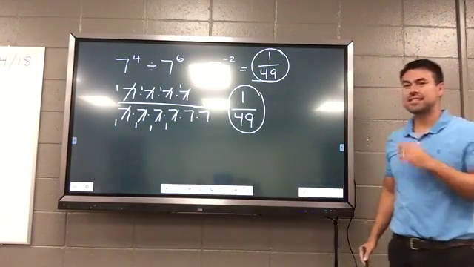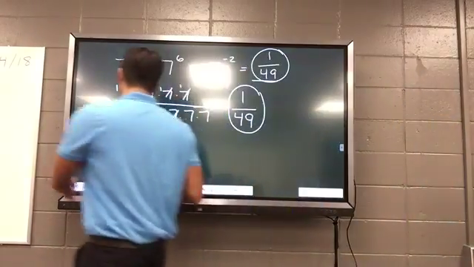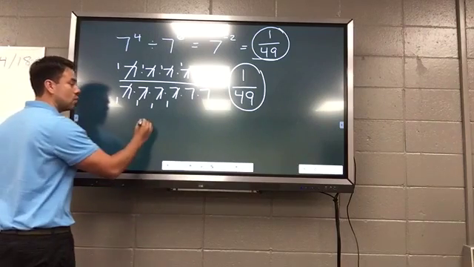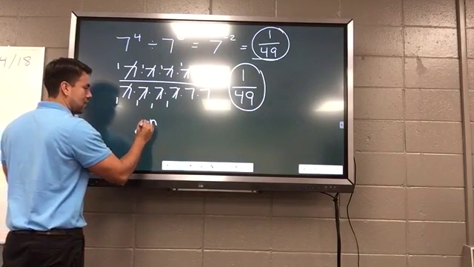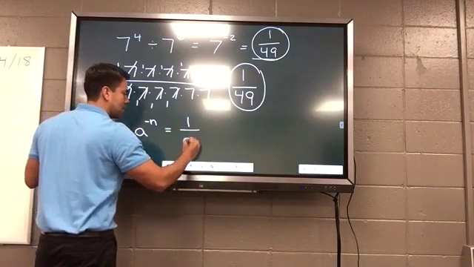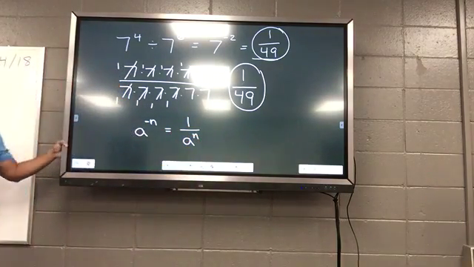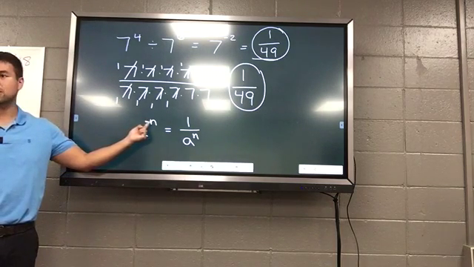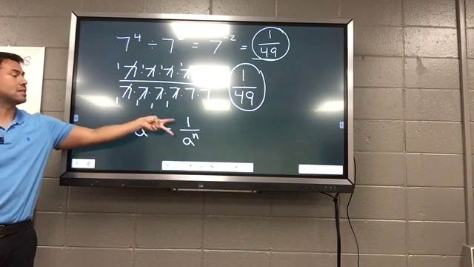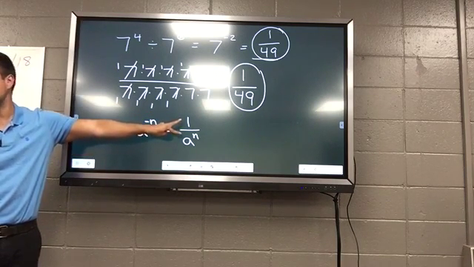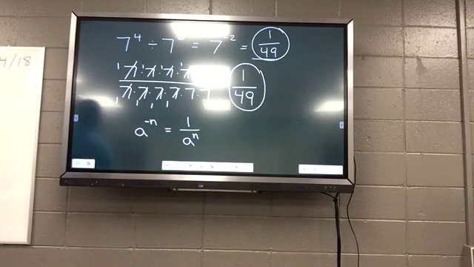Okay. The second definition is this, and I'll write it up here. Any number to a negative exponent, so this time negative n, is equal to, and I'm going to give you a key word that maybe helps you to put this together. Any number to a negative exponent is the reciprocal of its positive exponent. Can anyone say reciprocal?